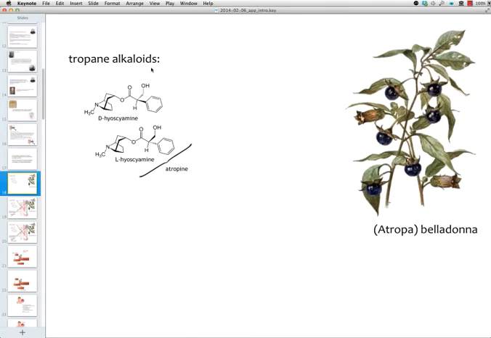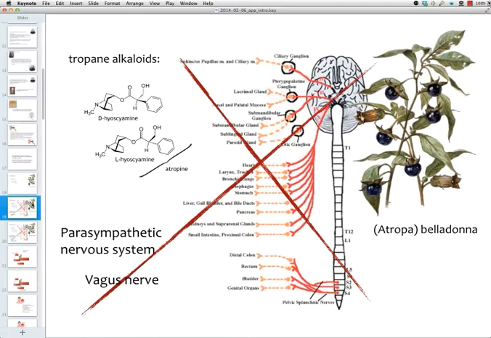Okay? And in belladonna, we see a mix primarily of D-hyoscyamine and L-hyoscyamine. Collectively, that mix is called atropine. Okay? These are just mirror images of the same molecule we call atropine. Now, atropine, we know from physiologic studies, okay, does a very interesting thing. It inhibits the parasympathetic nervous system, okay, the vagus nerve.